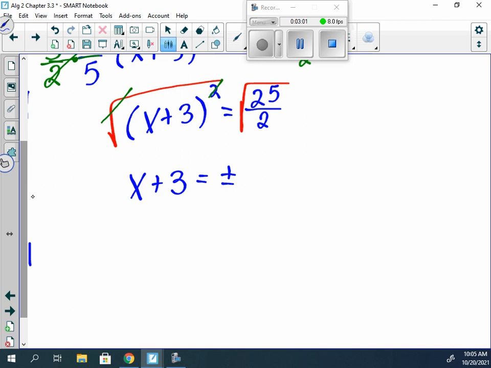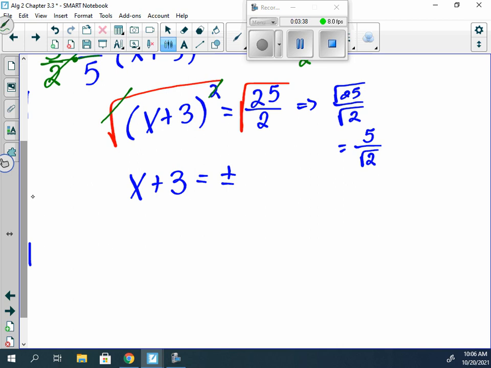Well, now we need to figure out what the square root of 25/2 is. Now, if we plugged it into the graphing calculator, it will give us a decimal number, an irrational number. Now, if we want to plug it into the yellow calculator, we'll need to split it up into the square root of 25 over the square root of 2. And we could type this into the yellow calculator and it would give us the actual answer.